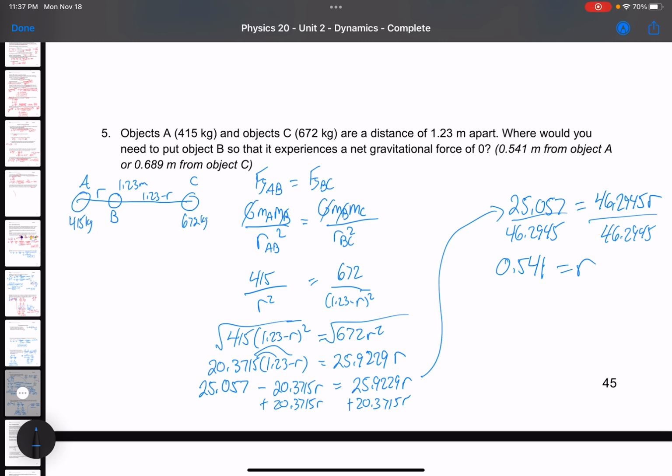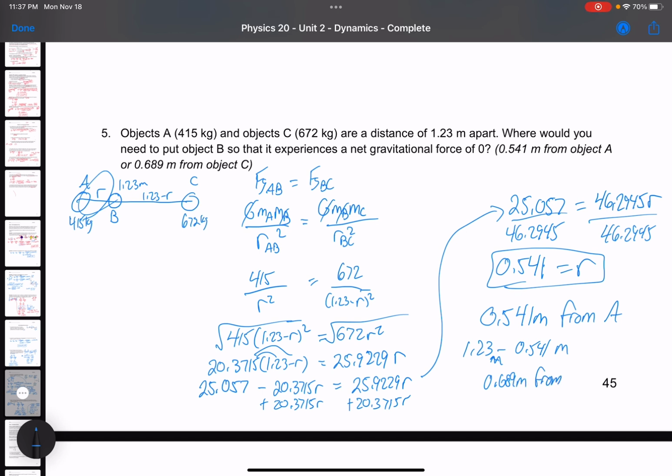But in your final answer, you should have a unit. So if I take a look at where I labeled r on my diagram, that was over here. So it's going to be 0.541 meters from A. And again, if you want the distance from C, just go 1.23 minus 0.541 meters, and you'll get 0.689 meters from C.